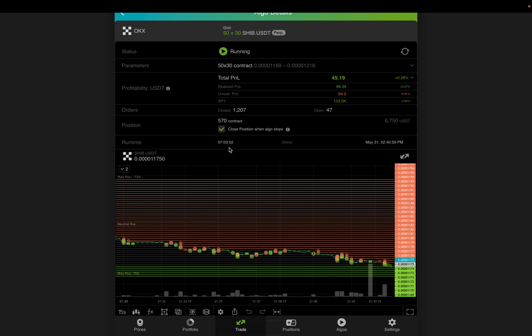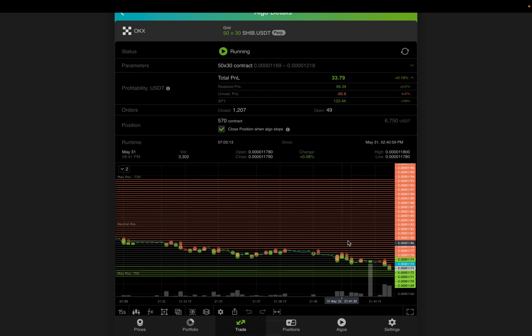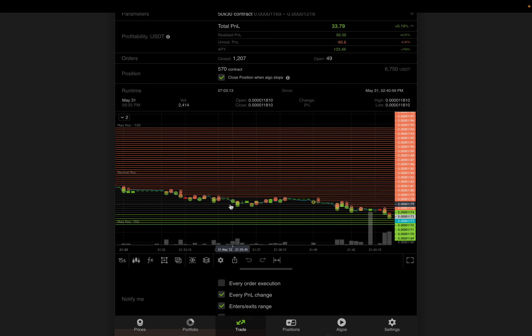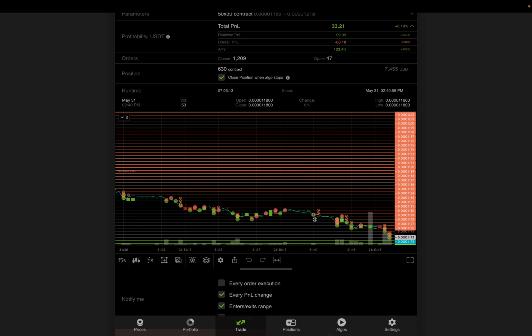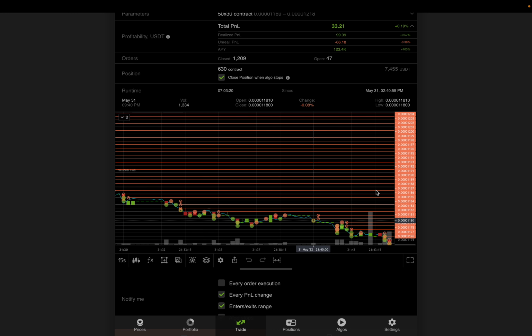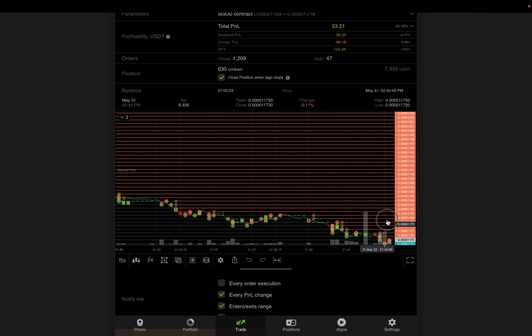It's been trading like crazy. I mean, in those 7 hours it closed 1,200 orders. That's a lot. We're looking at 15-second candles now. As you can see, it trades almost every candle. There are a couple of candles where there were a couple of orders during one candle here. 3 orders in 15 seconds, two, 3.